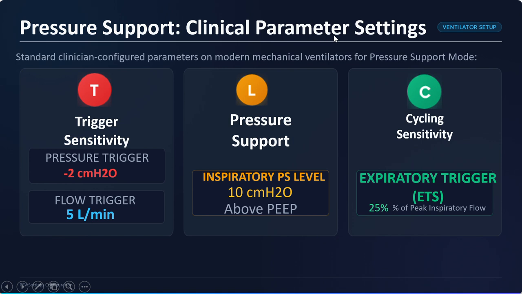Pressure support clinical parameter setting. You can set the trigger sensitivity at -2 centimeters of water or 5 liters per minute, and the limit at 10 to 15 centimeters above PEEP as the inspiratory pressure support level, and the cycling sensitivity, expiratory trigger ETS, at 25% of peak inspiratory flow.